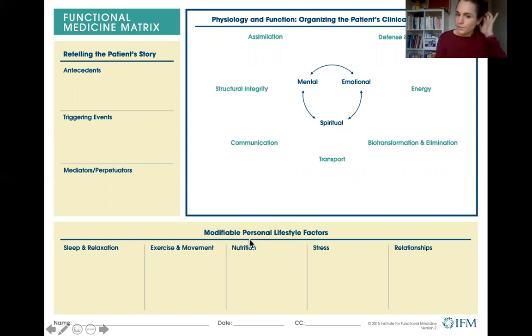And what are the fundamental lifestyle factors? Here they're calling them personal lifestyle factors. How do sleep and relaxation, movement and exercise, nutrition, stress and relationships affect the development of these imbalances, along with our mental, emotional and spiritual health? And ultimately, how can we create plans that address these imbalances and support an individual to regain a state of homeostasis and well-being? That's some of the core pieces within IFM.